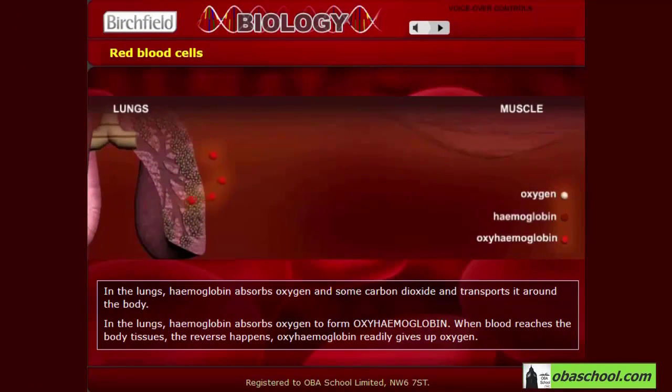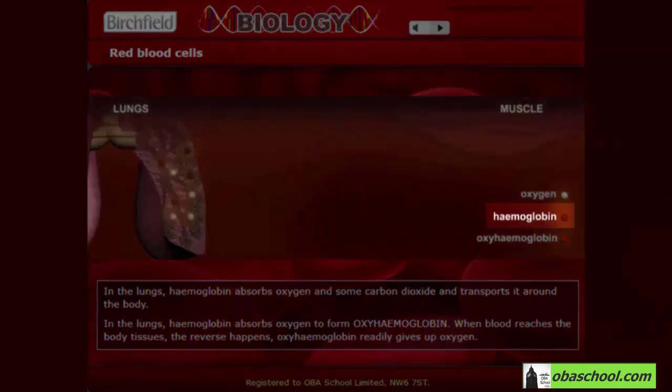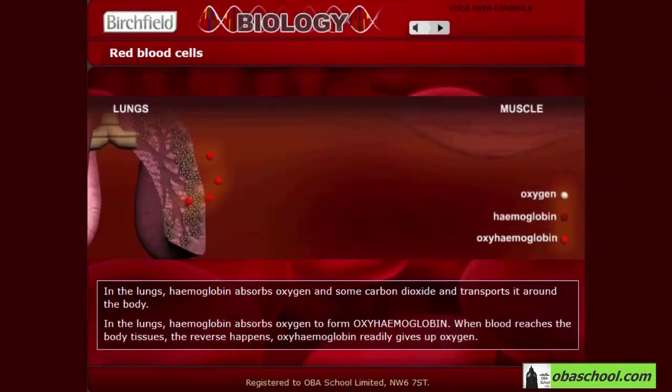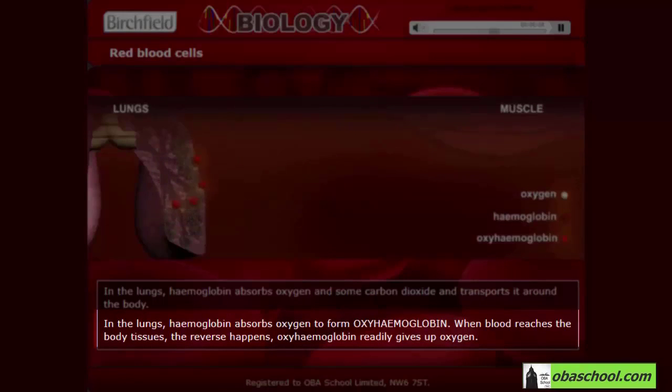Now let's explain red blood cells and their functions in the circulatory system. In the blood capillaries around the lungs, the red blood cells contain hemoglobin, which is what oxygen and carbon dioxide molecules actually stick to when they are transported in the blood. When hemoglobin absorbs oxygen, it forms oxyhemoglobin.